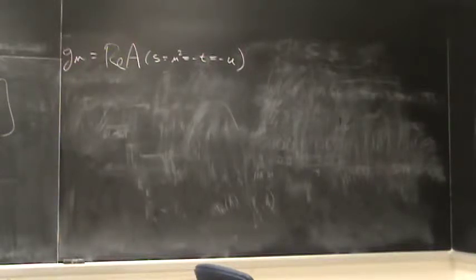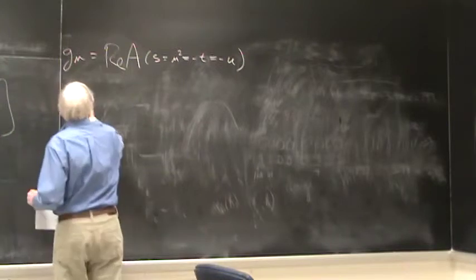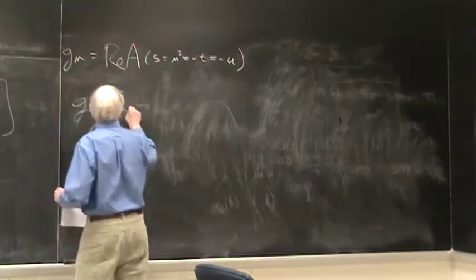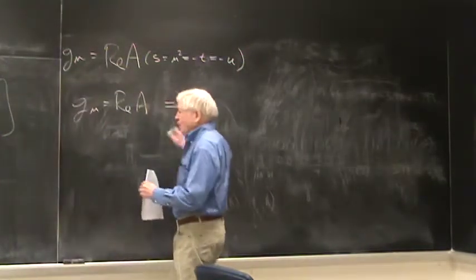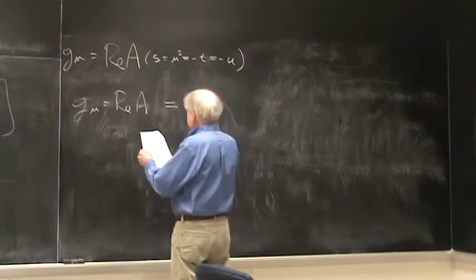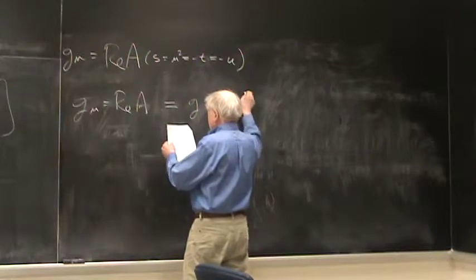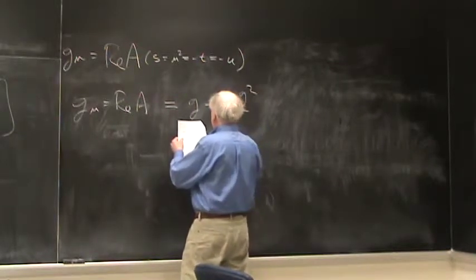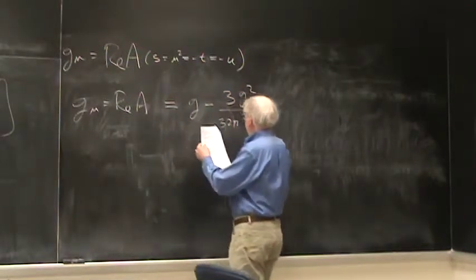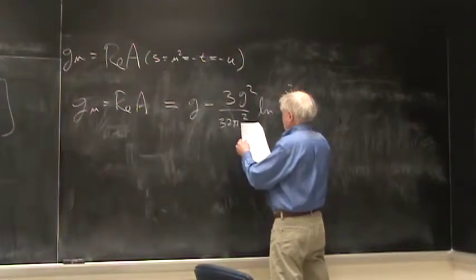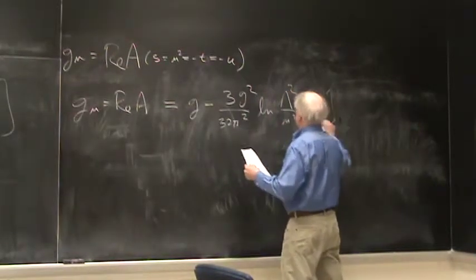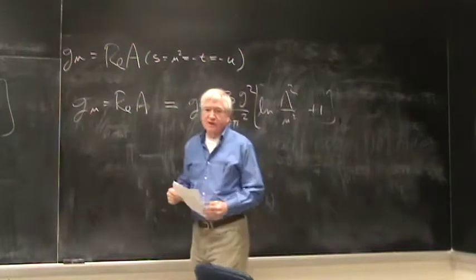Well, all right, let me just say what we've got here. This is the real part of A at this thing, and what is that? Well, that is G minus 3 G squared over 32 pi squared log lambda squared over mu squared plus 1. So I've gotten rid of pi.